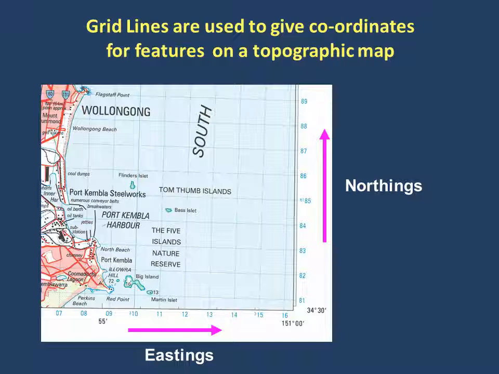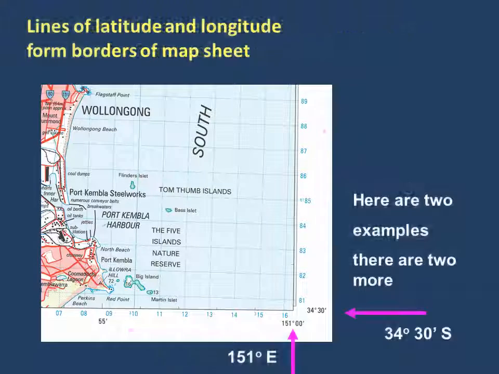Up the right hand side of the map here we can see northings, or distances north. So we have distances in kilometres from the starting point of a particular zone of the topographic map. In this case, 86, 87, 88 are all distances north in kilometres. And we give a coordinate using an easting and northing.